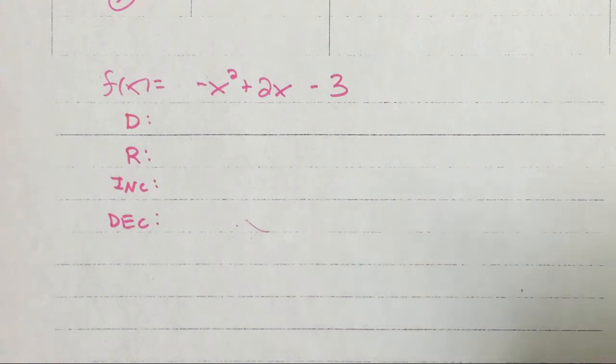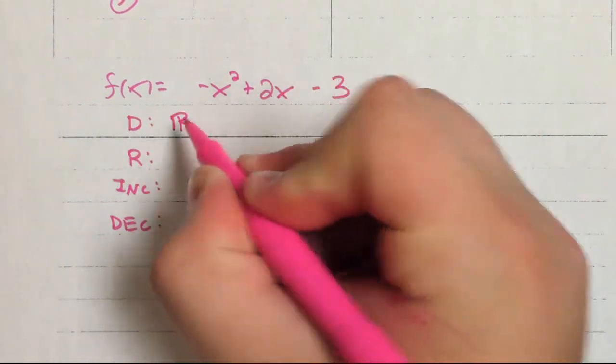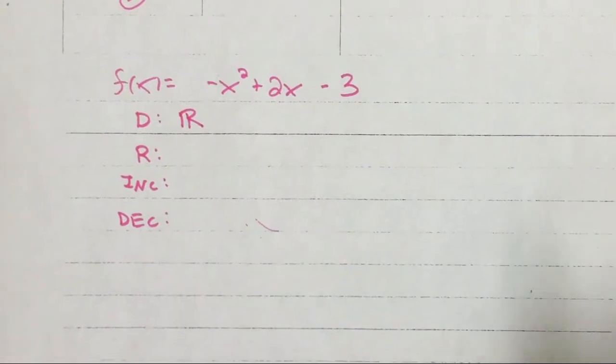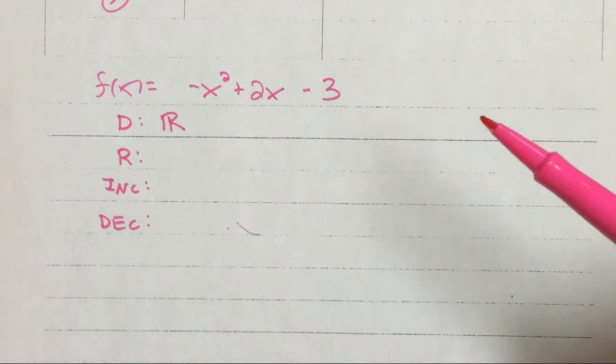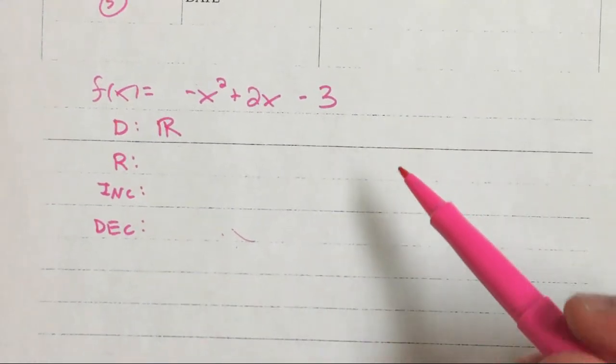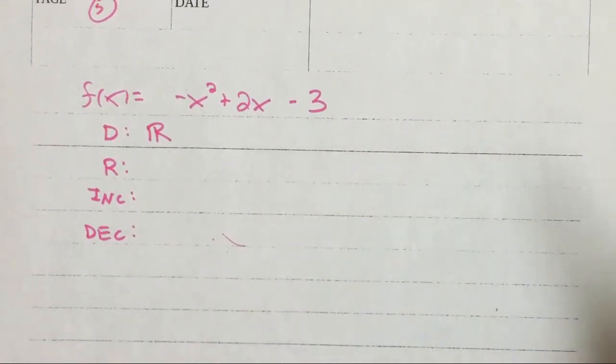Yeah, the domain is all real numbers because it's a polynomial. All quadratic functions have that domain. To answer the rest of these questions, though, we really need to know what the picture looks like. So where's it going to go on the graph?